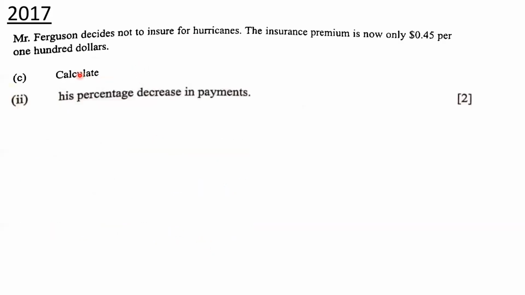It says, calculate his percentage decrease in payments. So what we have to do is take the savings and put that over the original cost.